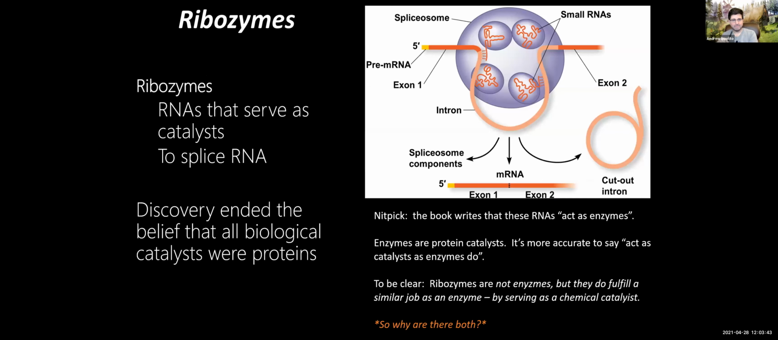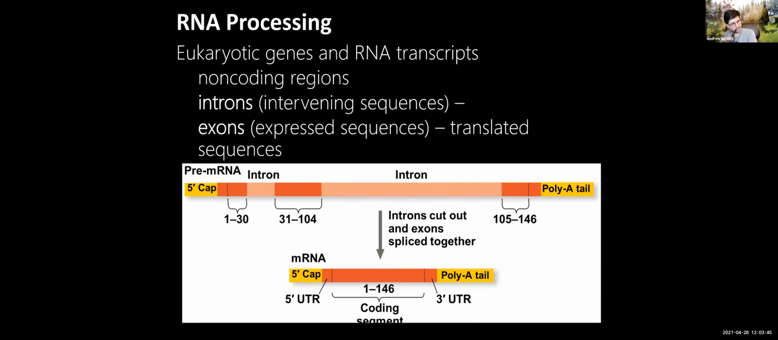And one more thing. The stop and start codon are still in that mature mRNA? Absolutely. Right here is AUG, and right there is UGA, or one of the other two. You got it.